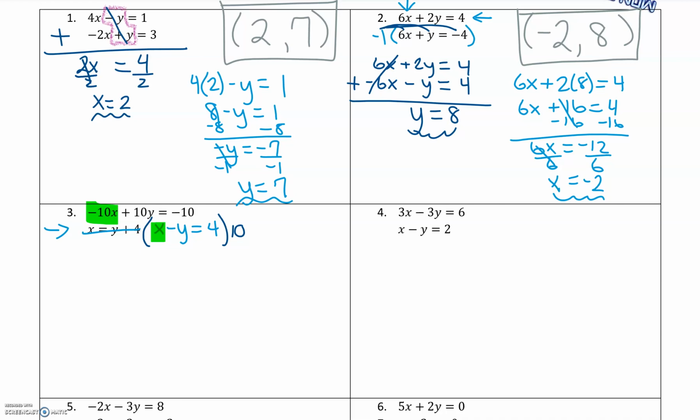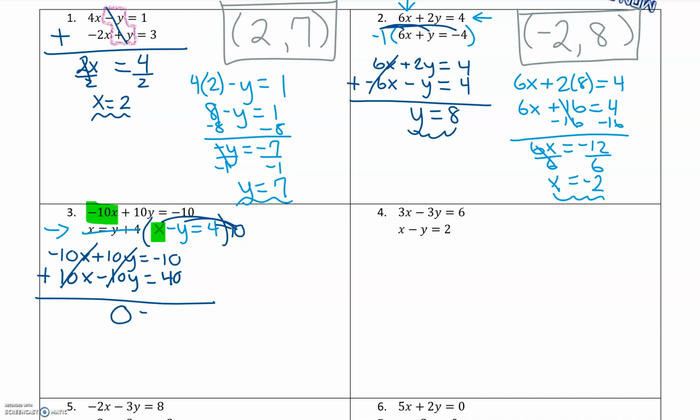So the first thing I'm going to do is rewrite. Negative 10x plus 10y equals negative 10. This is the first equation. Now my second equation, when I distribute, is going to be 10x minus 10y equals 40. We're at the point where we can combine. Well, notice what happens. Negative 10x plus 10x goes to 0. Oh, what happens with our y's? 10y minus 10y also goes to 0. So on the left-hand side, we have nothing left. We have 0. On the right-hand side, we have 30.